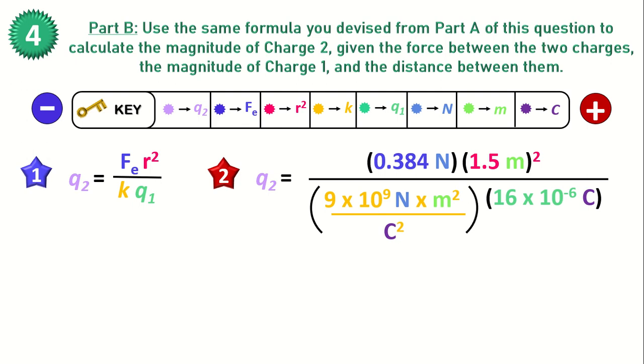Alright, and then the denominator, K, will be 9 times 10 to the 9 newtons times meters squared divided by Coulomb squared. And we're multiplying that by Q1, which has a magnitude of 16 times 10 to the minus 6 coulombs.